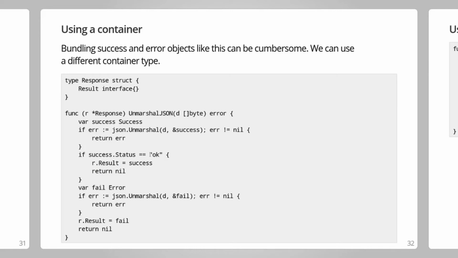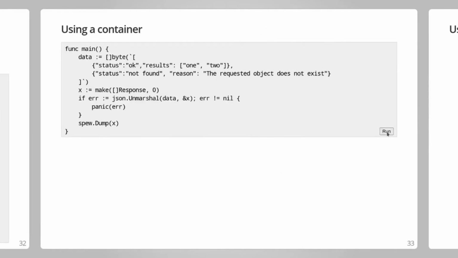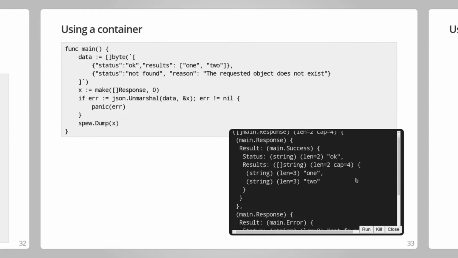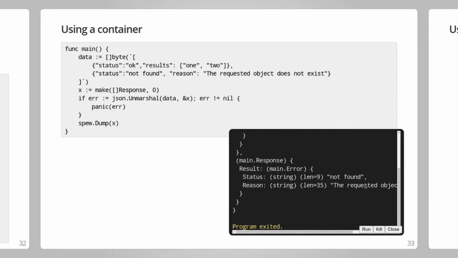Then if our status is anything other than okay, we continue. We define a value called fail, which is of type error. We unmarshal to that, and then we set the result to fail and then return nil. Let's look at an example. So we have the same input as before, but now our output has only one result value for each input rather than one populated and one empty. So for success, you see that we have the success case, and for error, we have the error case.